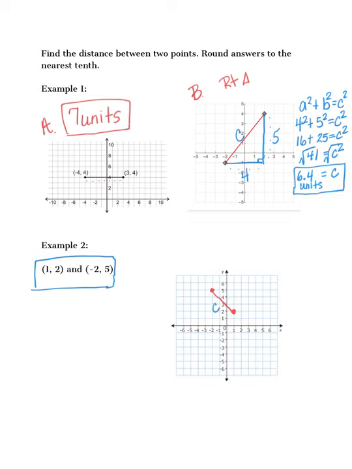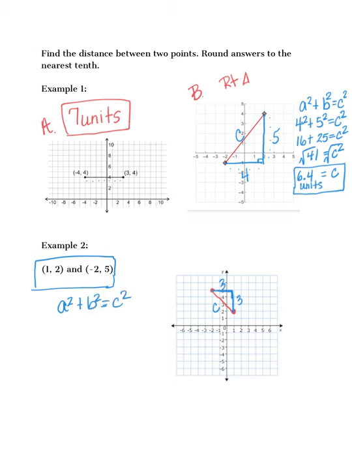Well, when I graph that, that's a slanted line, so that's going to be my C. And then I am going to draw my line from the top point to the right and then down, and that's going to make a right triangle. So if I count the side lengths of my blue legs, I have 3 on the right, and on the top I also have 3. So I have a right triangle where A and B are the same thing, they're both 3.